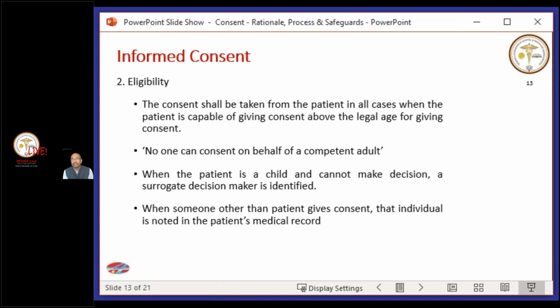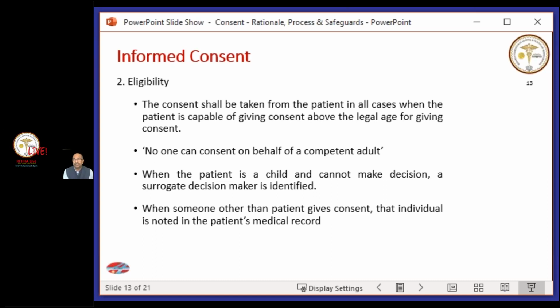Now, who is eligible to give consent? Consent shall be taken from the patients in all cases where the patient is capable of giving consent above the legal age for giving consent, which in our country is 18 years. No one can consent on behalf of a competent adult. This is something that I have seen in a large number of observations, and I'm sure most of you are also aware.